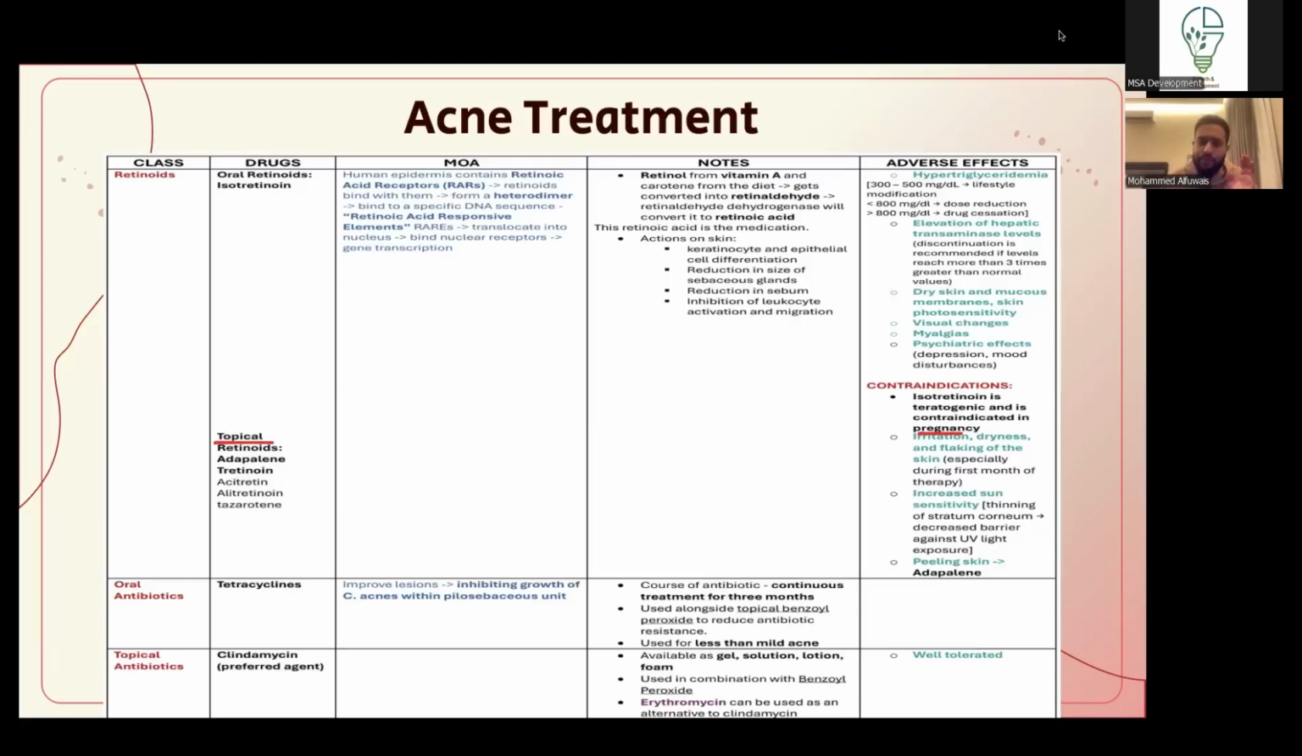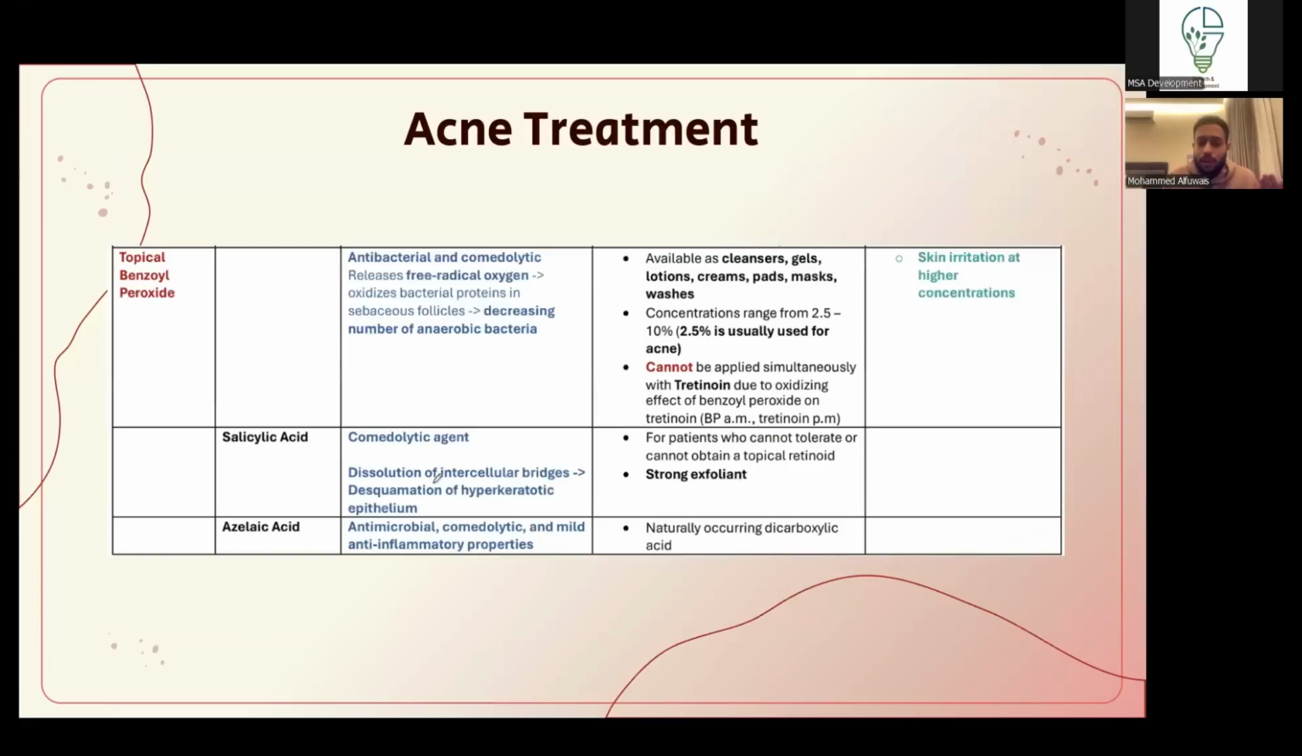Now, another medication we can give is antibiotics. We have oral and topical. Again, we start topical, then we go to oral. And the usual topical antibiotic that we use is clindamycin. If we want to go oral, then we have tetracycline. All right.